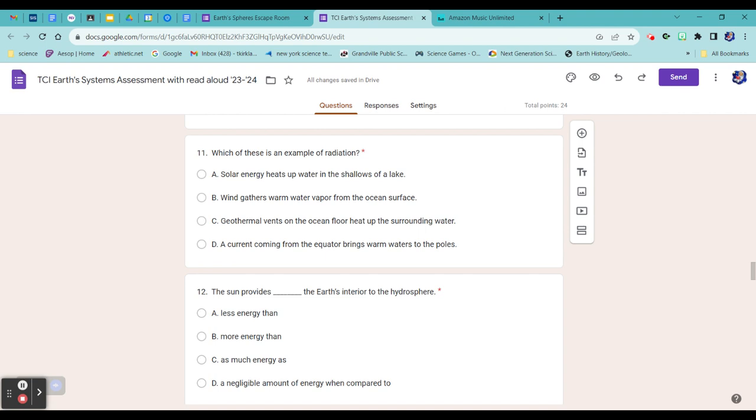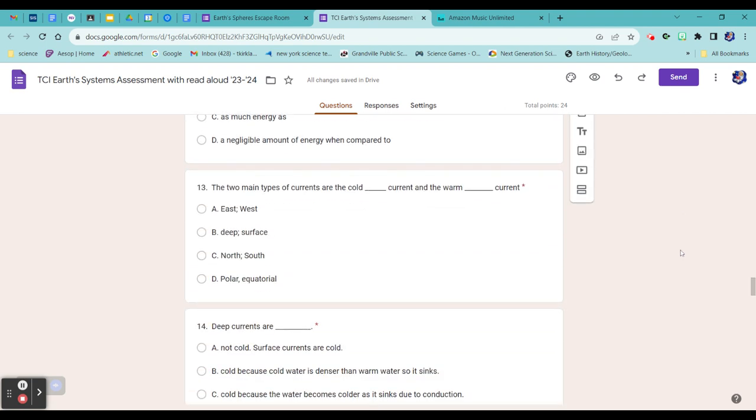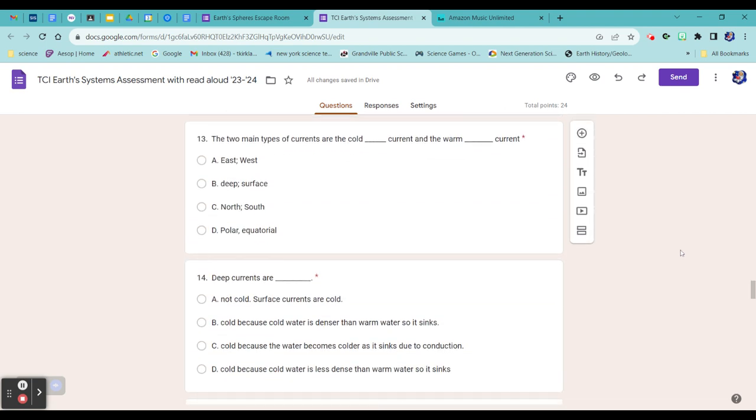12. The sun provides blank, the Earth's interior, to the hydrosphere. A. Less energy than. B. More energy than. C. As much energy as. D. A negligible amount of energy when compared to. 13. The 2 main types of currents are the cold blank current and the warm blank current. A. East-west. B. Deep surface. C. North-south. D. Polar equatorial.